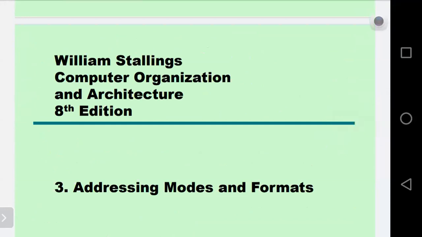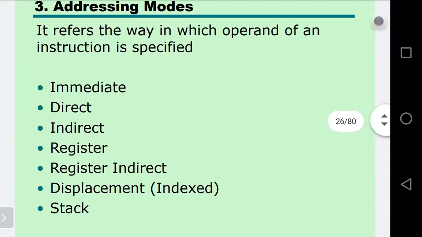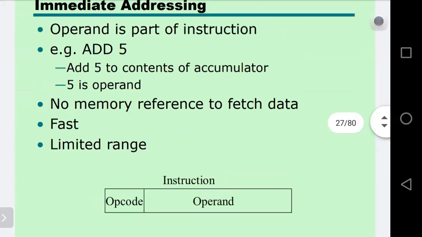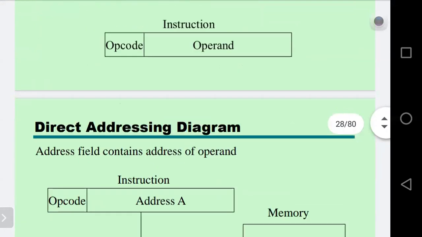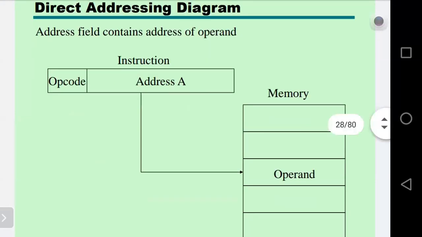The next topic that we have discussed in unit number two is addressing mode and format. In addressing mode, we have discussed immediate addressing, direct addressing, indirect addressing, register, register indirect, displacement, index, and stack. I hope you remember we have discussed these different types of addressing mode. And it is very easy to understand by looking at the diagram only. Why is it immediate addressing mode? Because the opcode and operand are immediately present in the same instruction. It is direct addressing mode because the direct address is given. Directly you can access the particular operand from the memory. That's why it is called direct addressing.